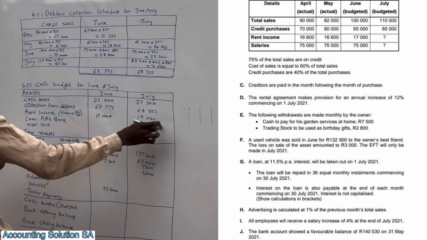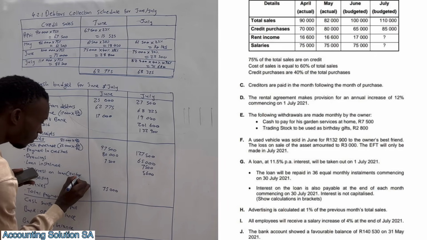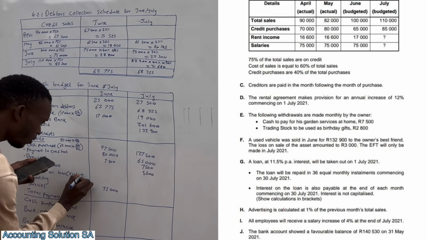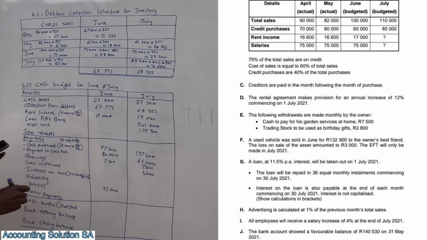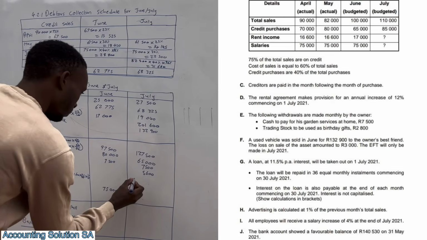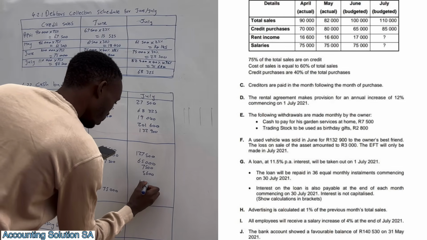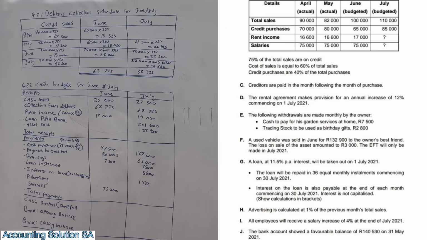Okay, the loan given here is 201,600 multiplied by the interest of 11.5%. Remember, we are doing monthly, so we must say 1/12. Okay, which is going to give us how much? An amount of 1,932. Okay. Let's proceed to the next one.